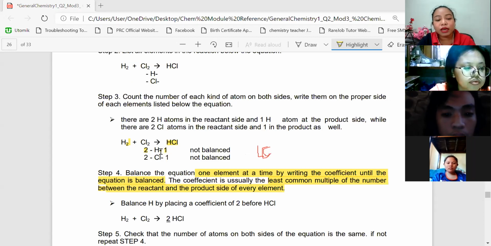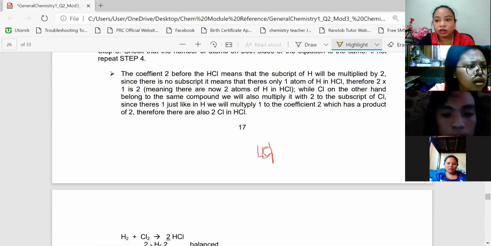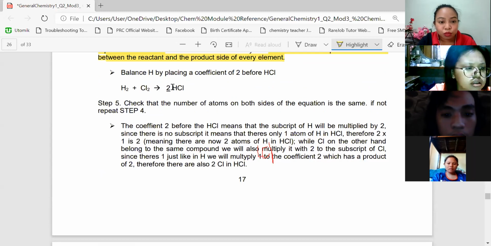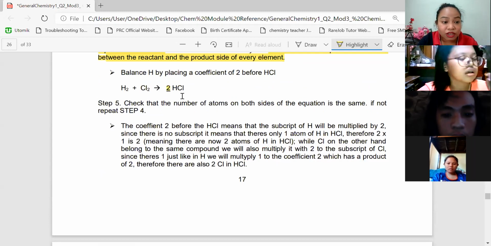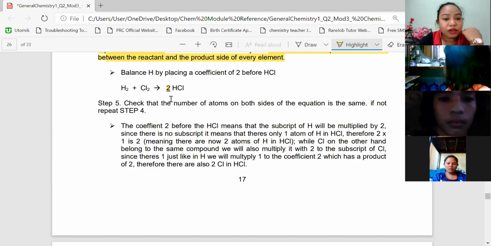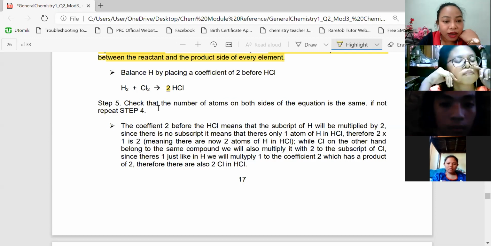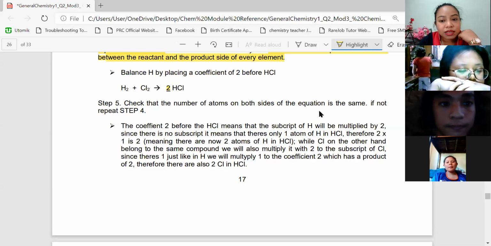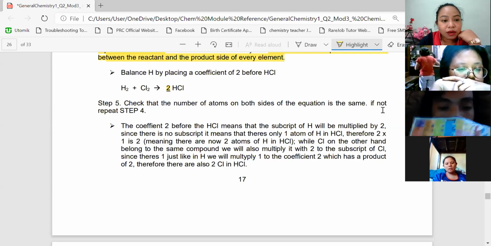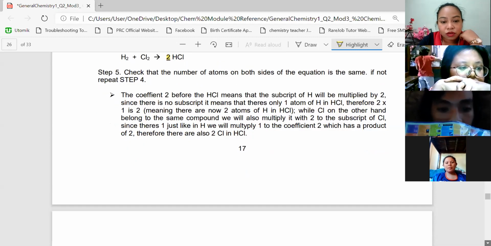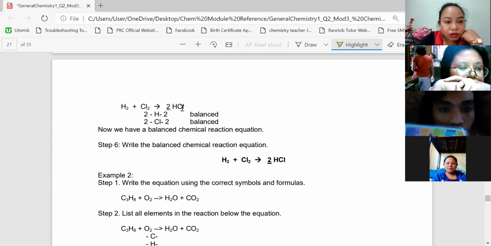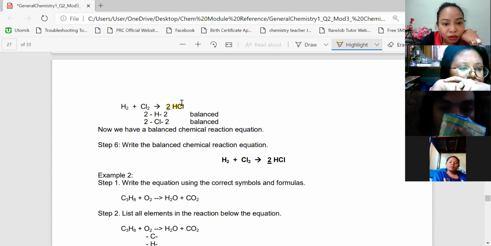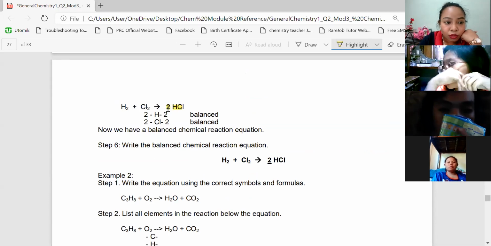So, to make them equal, we put a 2 here. This is called a coefficient. So we put a 2 as the coefficient. Step 5, check the number of atoms on both sides of the equation if they are the same. If not, repeat step number 4. So we write 2 here. This 2 means we multiply it with the hydrochloric acid.